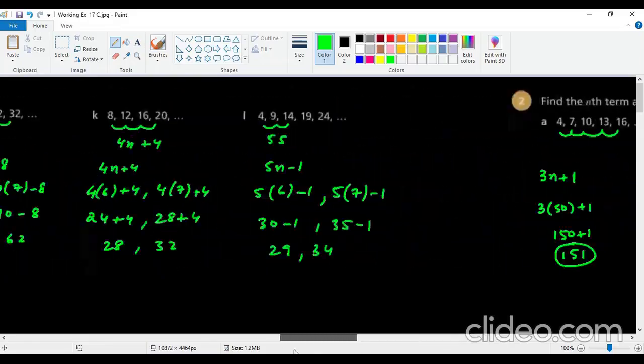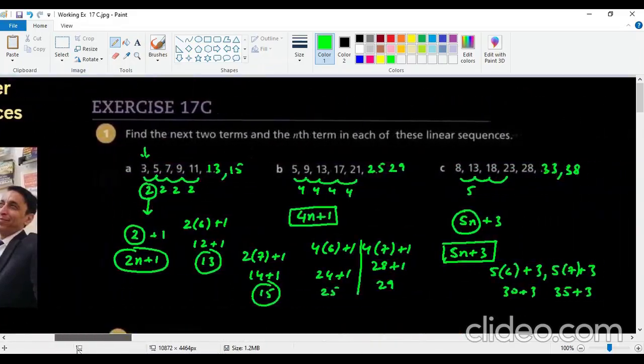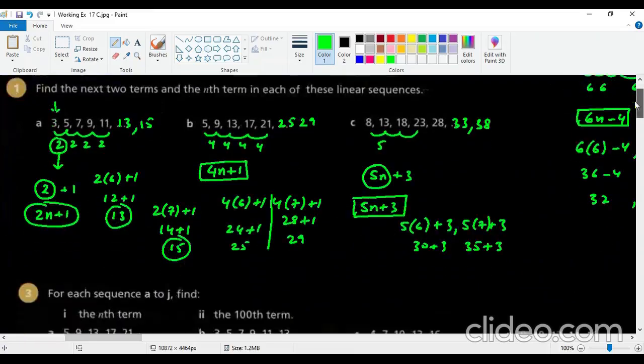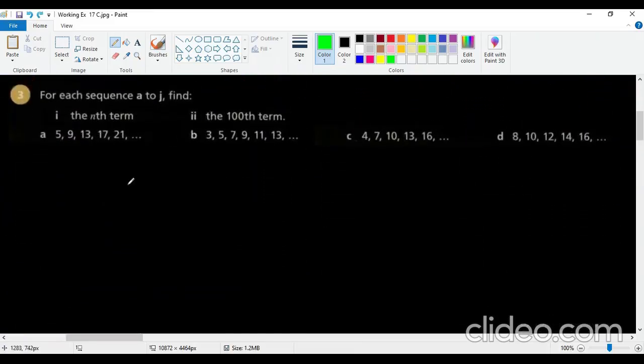Moving on to the next question, which is over here. As you can see, the difference between each of them is 4. So it's going to be 4n. And to make a 4 a 5, you need to add 1 to it. So this is going to be your term rule. And in here, we need to find the 100th term. So 4 times 100 plus 1 is going to be 401, your 100th term.